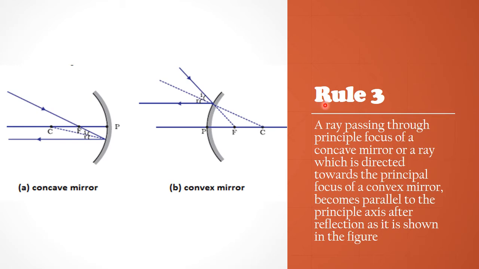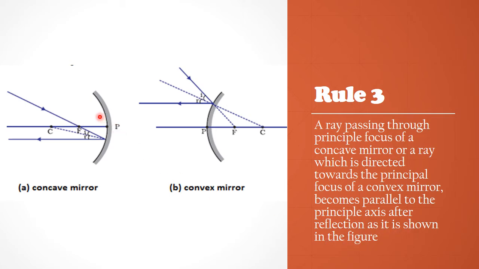Your third rule states that a ray passing through the principal focus of a concave mirror, or a ray which is directed towards the principal focus of the convex mirror, becomes parallel to the principal axis after reflection, as it is shown in the figure.